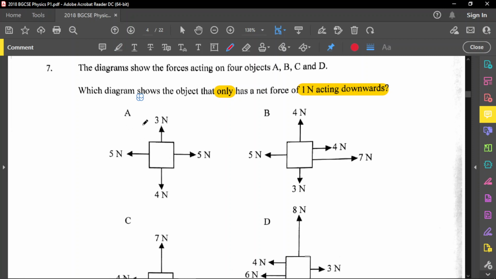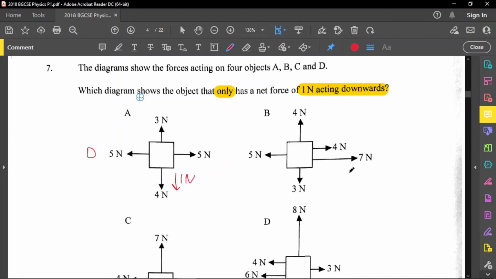If you look at option A, in the horizontal plane, it is 5 newtons in opposite directions. So it is the same value of force in opposite directions, which means the net force in the horizontal plane will be 0, because they cancel each other out. Now looking at the vertical plane, 3 is going up and 4 is going down. So if you take the difference between these two forces, you have 1 Newton acting downwards. So by virtue of the question, you know that A is the answer.